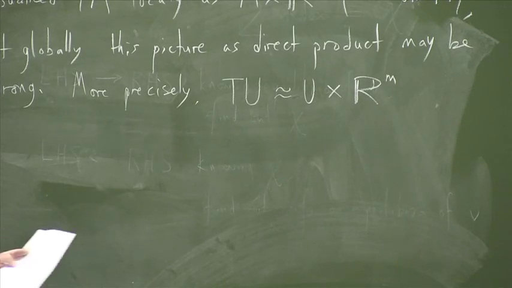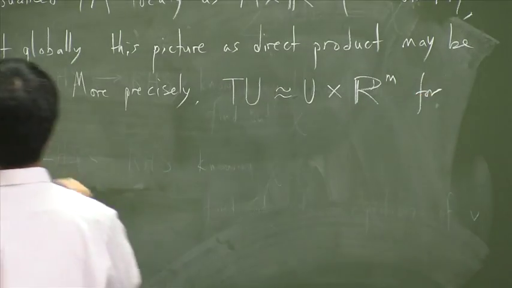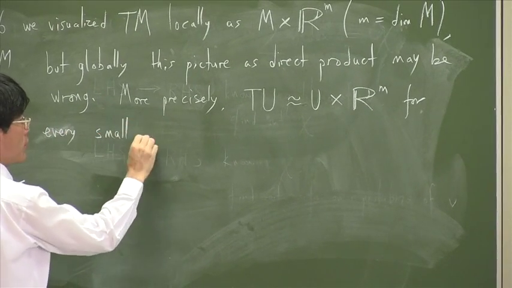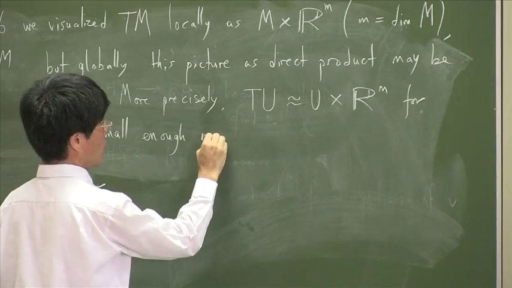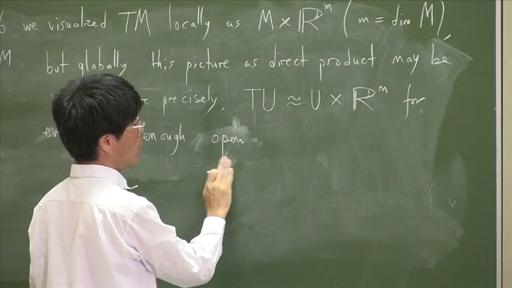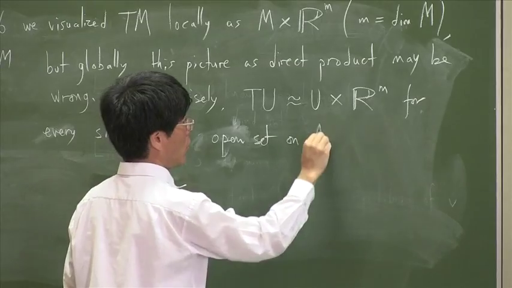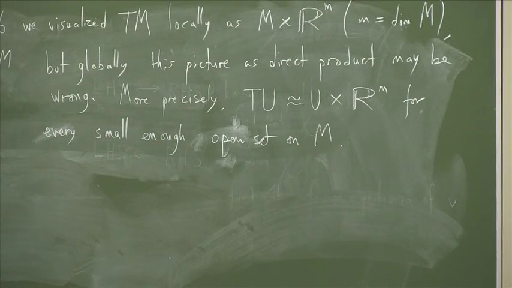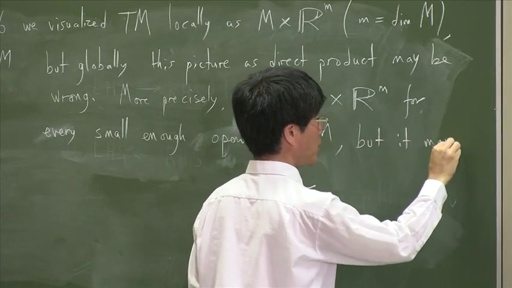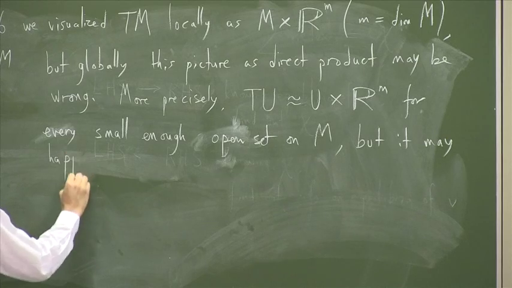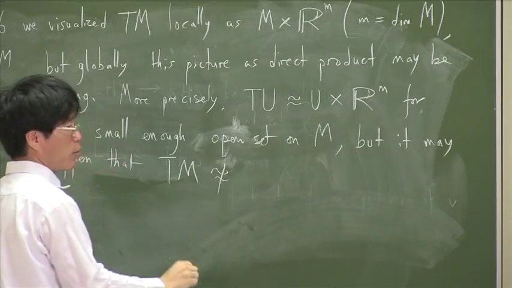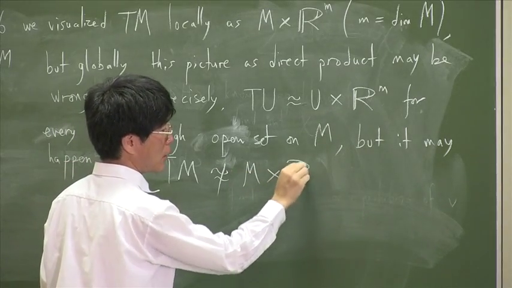is a direct product. So for every small enough neighborhood or open set on M, but not globally. But it may happen that all of the tangent bundle is not homeomorphic to the direct product of M together with Rm.